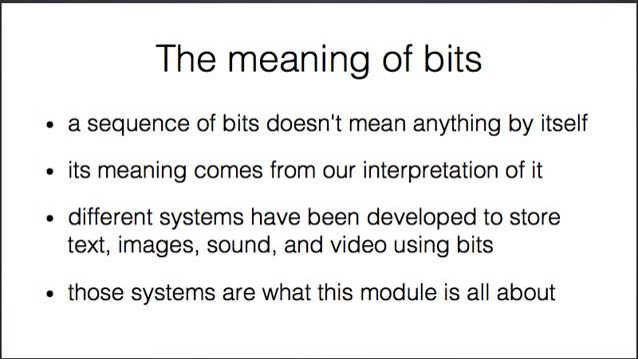Over the years, different systems have been developed to store text, and of late, images and sound and video, all using bits. So digital television sends bits, and that turns into the TV program you're watching. Digital audio is a sequence of bits. We take music, we figure out a way to represent it using bits, and then you can turn that back into sound. And so these systems are what this module is about.